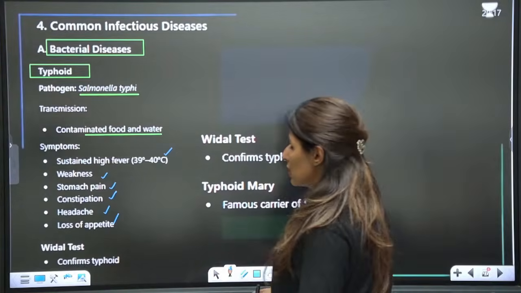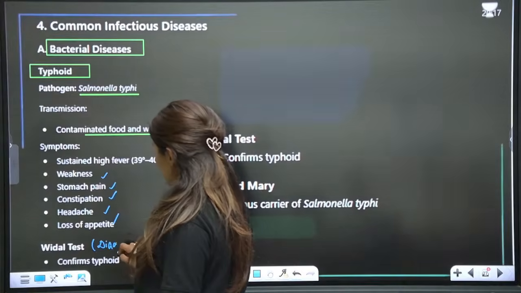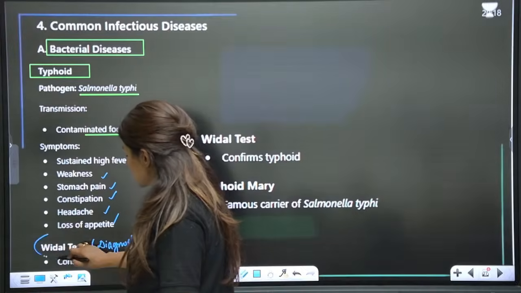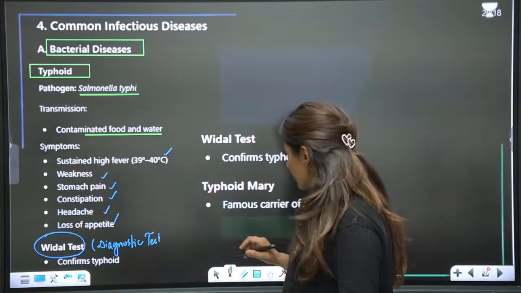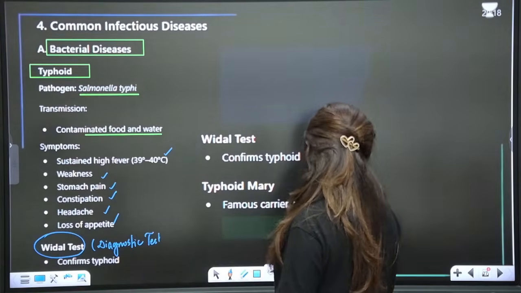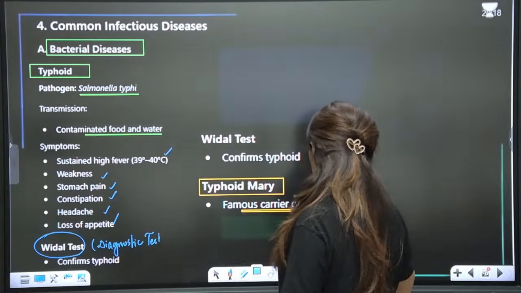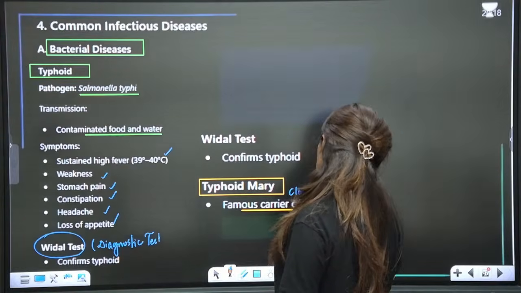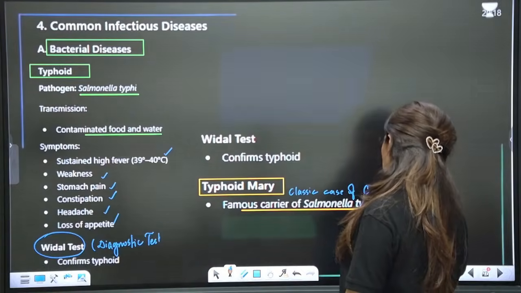Right? Now, what is the diagnostic test? So the diagnostic test of typhoid is the Widal test. It confirms typhoid. Is that clear? And now there is a very important case about typhoid, which is Typhoid Mary. So she is called the classic carrier of Salmonella, a famous carrier or a classic case of a carrier of the disease.